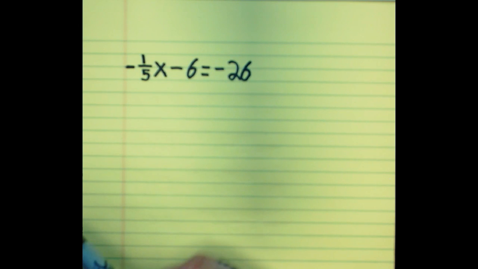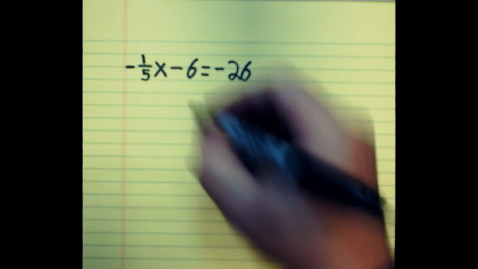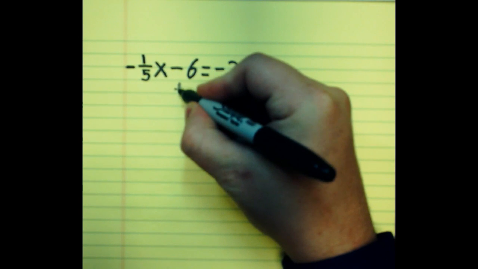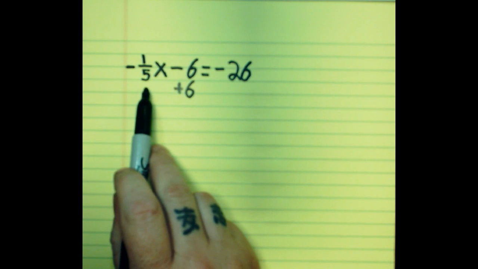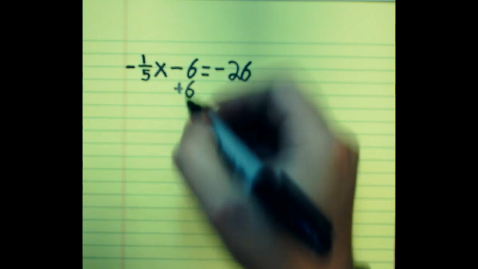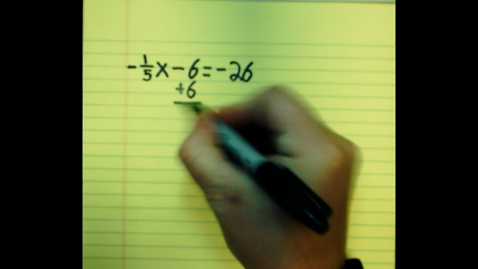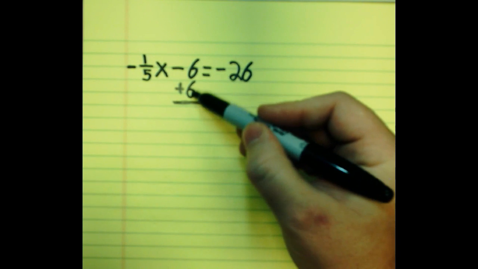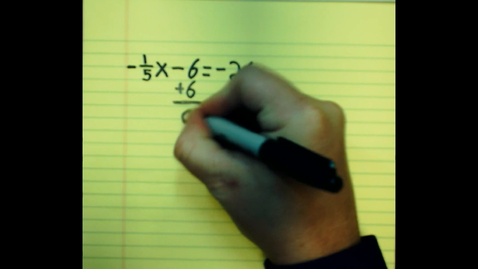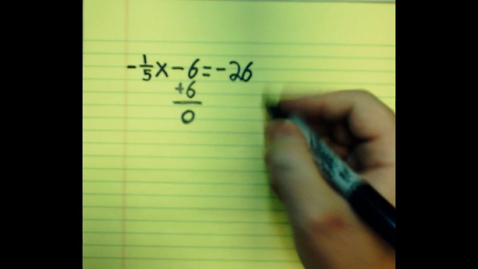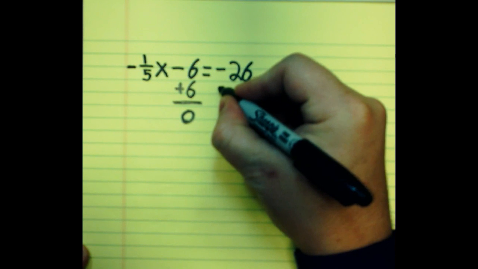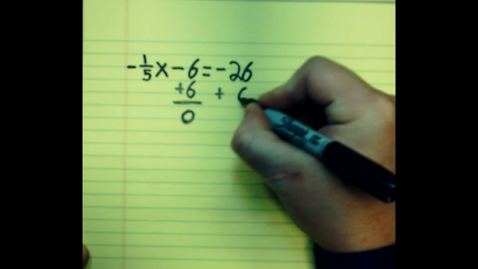operations. So we need to start by adding. Now we're going to add a 6 to this side because our first step is to get x all by itself. And when x is all by itself, that means there's nothing around it. So we know that if we have a negative 6 and we add 6, that is going to give us a 0. But what we do to one side of the equation, we must do to the other side. So we're going to add 6 to this side as well.